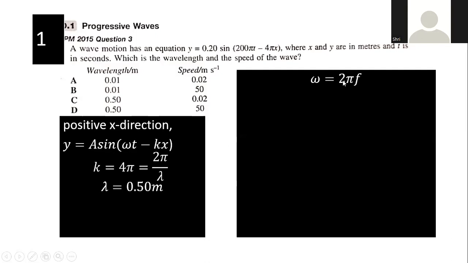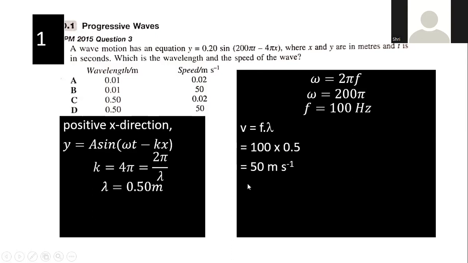And omega is 2 pi f. That's your 2 pi, that's your omega. From there, you can calculate f by dividing by 2 pi. It's 100 hertz. And speed is f times lambda, 50. Okay, good.